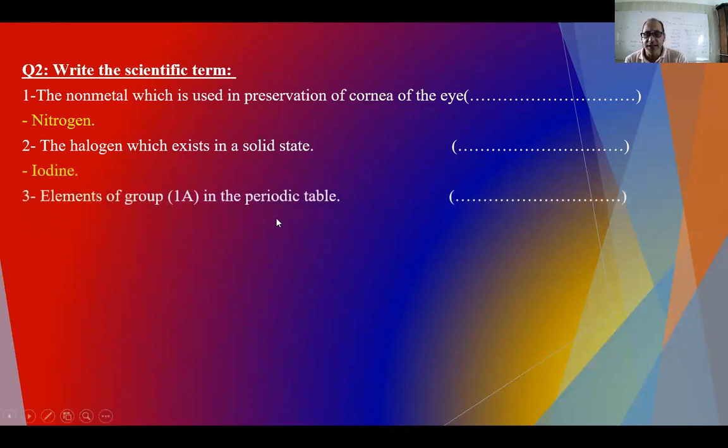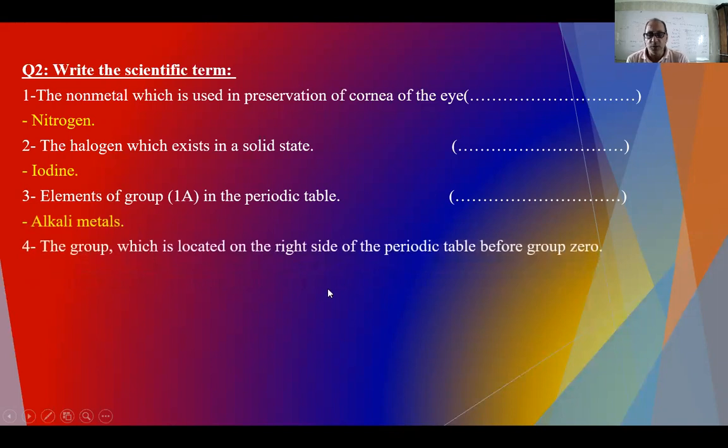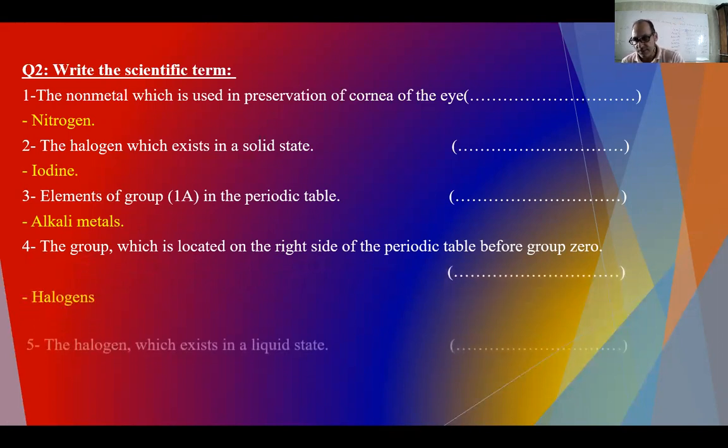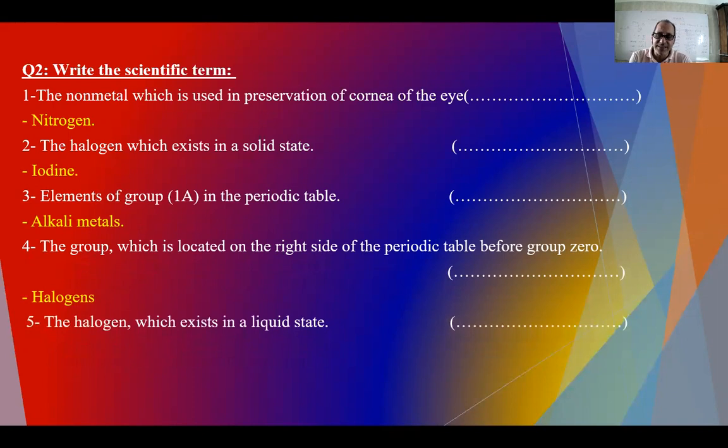Elements of group 1A in the periodic table are called alkali metals. The group which is located on the right side of the periodic table and before group 0 is supposed to be group 7A or 17. So they are halogens. The halogen which exists in the liquid state: iodine is solid, chlorine and fluorine are gases, and bromine is the liquid.